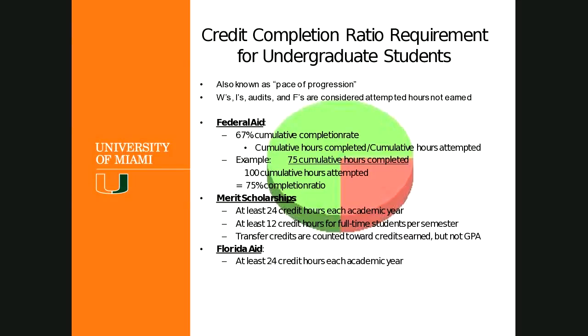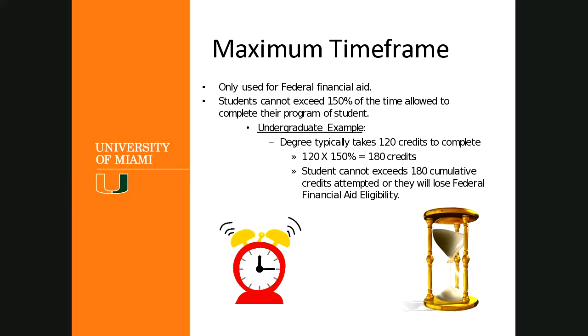Federal aid, we're looking for a cumulative percentage. And the maximum time frame is for your federal aid only. Same thing of the 150% allowed like the graduate students, except typically it takes 120 credits for an undergraduate degree to be completed. So what that means is when you get to 180 credits, that's when the Department of Ed is telling us we need to reevaluate your progression and where you are in your program.